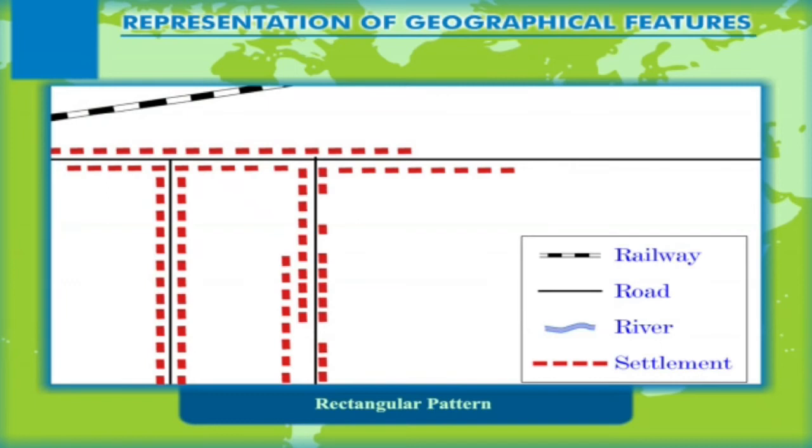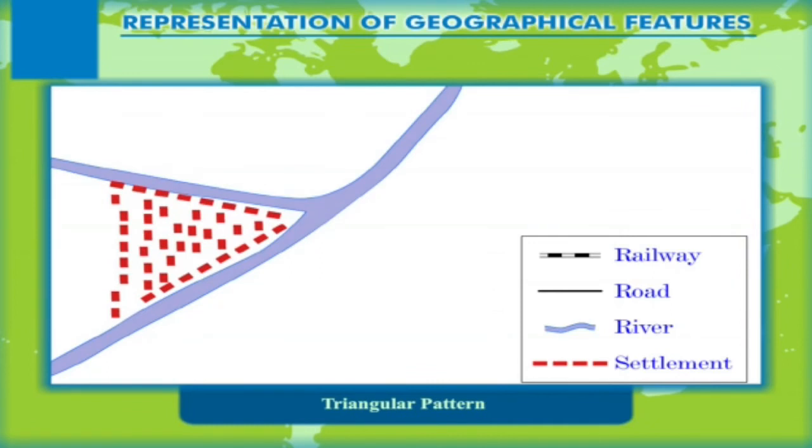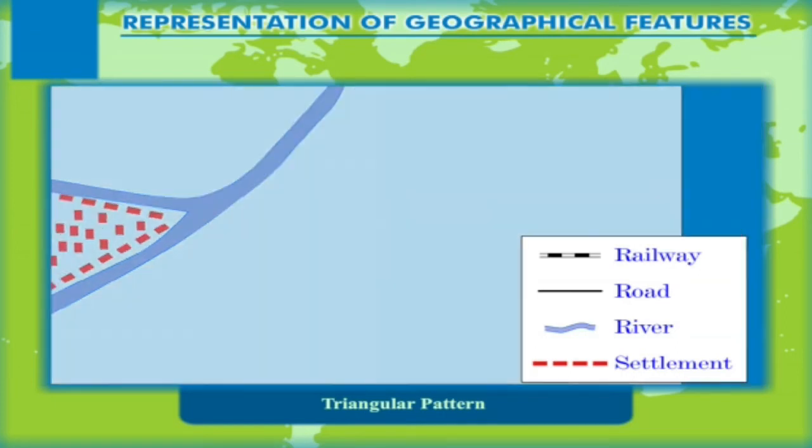Rectangular pattern. This type of settlement generally develops at the crossroads and the houses are built side by side, leaving lanes and by-lanes. Triangular pattern. Sometimes the settlements develop at the confluence of two rivers and the houses are built in between the two rivers, which ultimately grows into a triangular pattern.